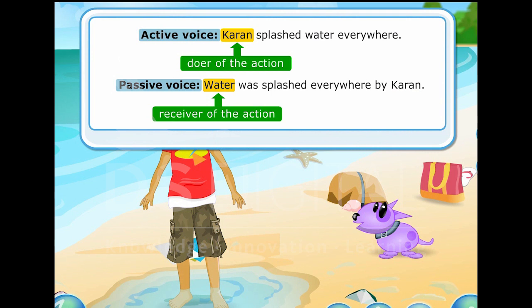So, if we have a sentence describing an action, how do we know whether the first thing in the sentence is the doer of the action or the receiver of the action? Well, we simply need to look at the verb in the sentence. The verb in the active voice always changes in the passive voice. In the first sentence, Karan splashed tells us that Karan was the doer of the action. Splashed is the verb in the active voice. In the second sentence, water was splashed tells us that the water was the receiver of the action. Was splashed is the verb in the passive voice.